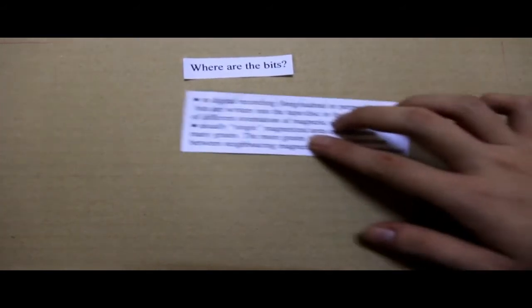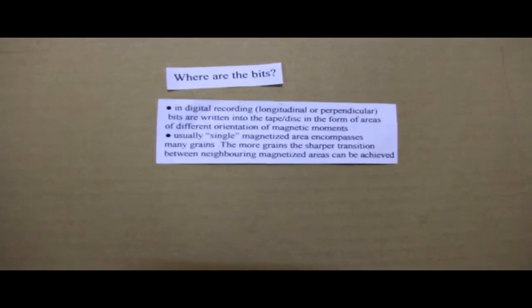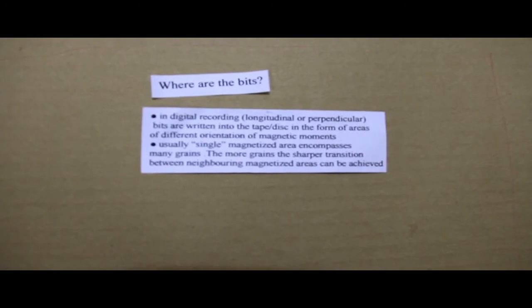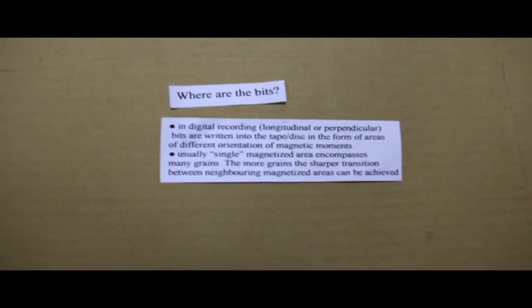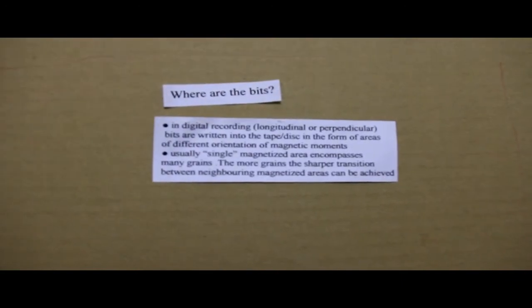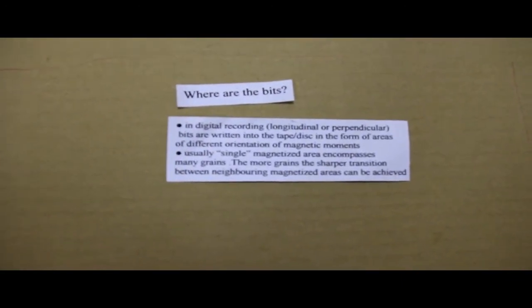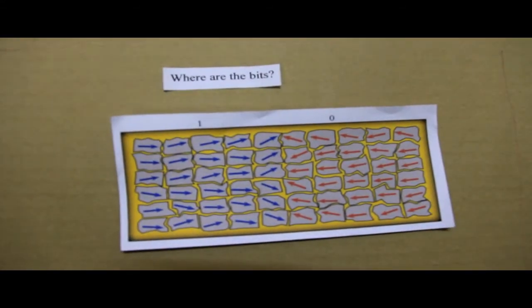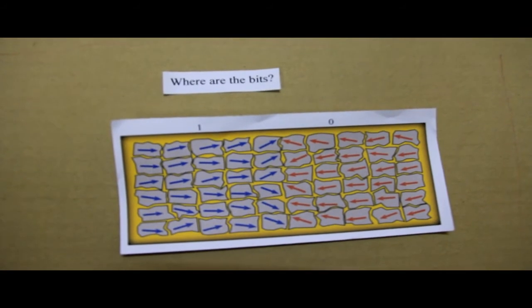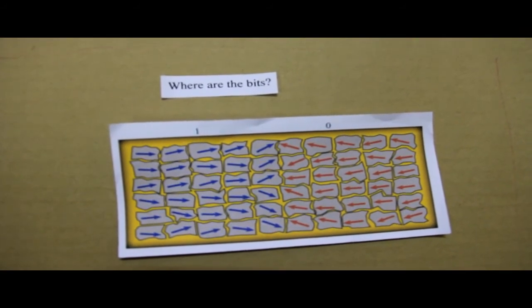So where are the bits? In digital recording, bits, whether longitudinal or perpendicular, are written into the tape or disc in the form of magnetized areas. Usually a single magnetized area encompasses many grains. The more grains, the sharper the transition between neighboring magnetized areas that can be achieved. For years the increase in storage density, which is the number of bits that can be stored on a unit surface, was achieved mainly by a decrease of grain size.